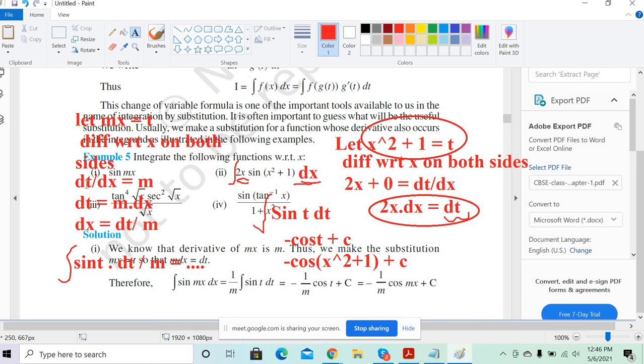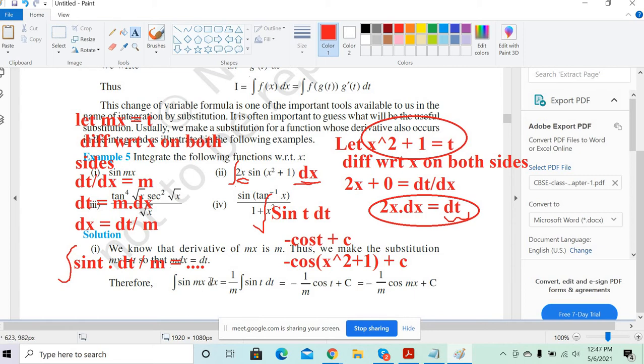Did you see that here? dt by dx is equal to m. Because when you differentiate with respect to x, what is the formula? n x power n minus 1. So here x power is 1, so 1 into x power 1 minus 1 is 0. So x is gone, and only m is remaining. So dt by dx is equal to m. Cross multiplying, it becomes dt is equal to m into dx. So what do you need to substitute? You need to substitute the dx value, right? So dx is what? m is multiplied with dx, so when m goes to the other side, it becomes dt by m. So dx is nothing but dt by m.